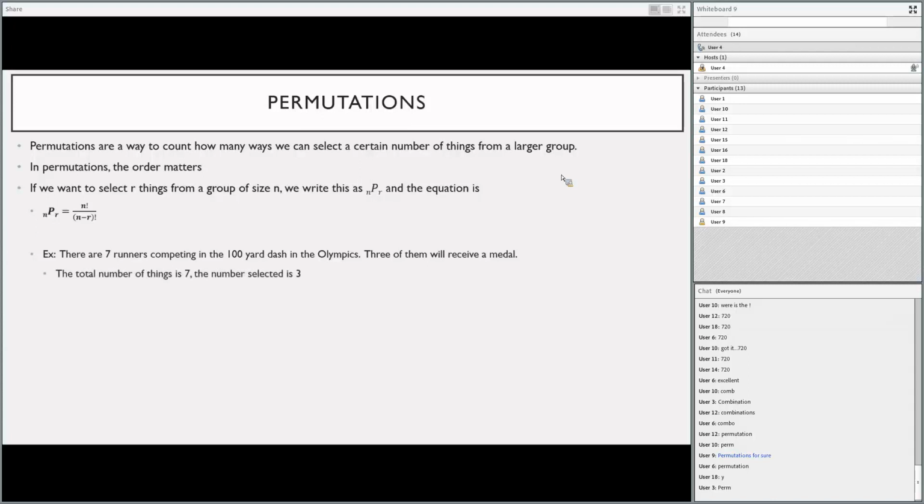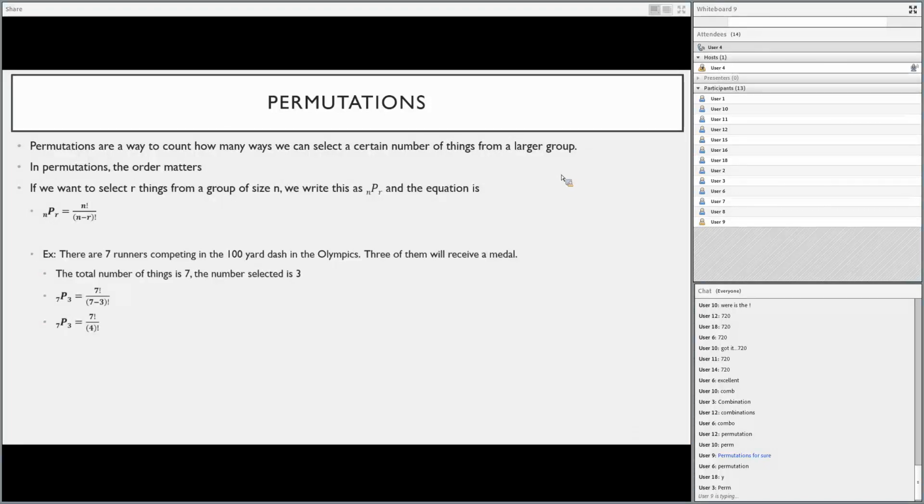So let's just see an example of how this would work out if we were doing it by hand. Same example as on the previous page. There are 7 runners competing in the 100-yard dash. 3 of them are going to get a medal. We agreed that was a permutation. So the total number of things is the total number of runners, which is 7. So that's going to be the n. The number that I'm selecting is going to be 3, the number of winners who receive a medal. So that is the r. So I set up in the formula 7P3, and I would get 7 factorial, because that's where the n goes, over 7 minus 3 factorial.